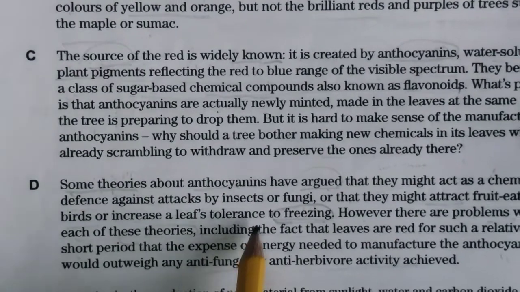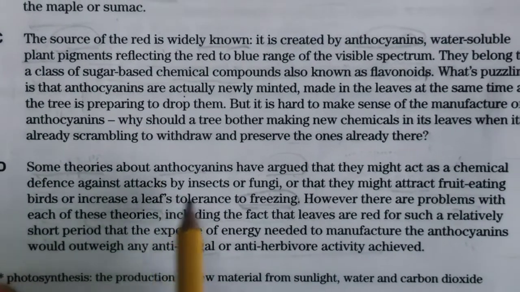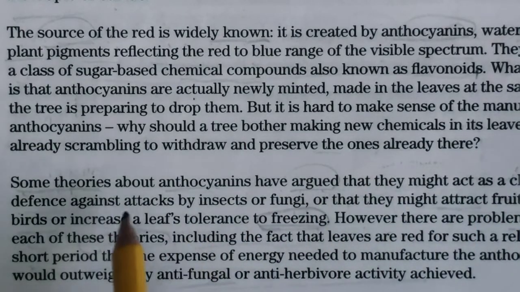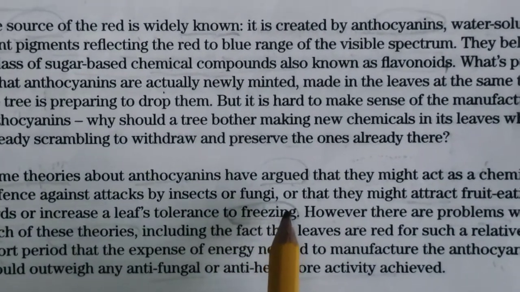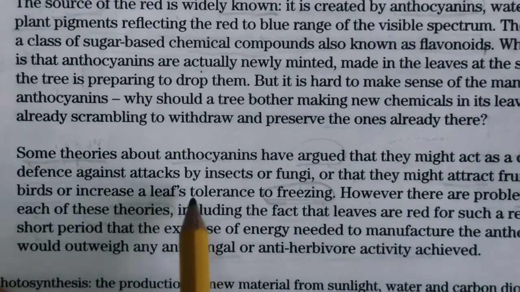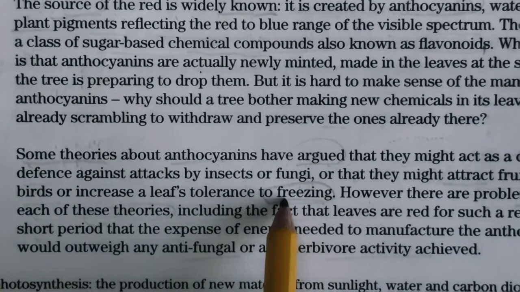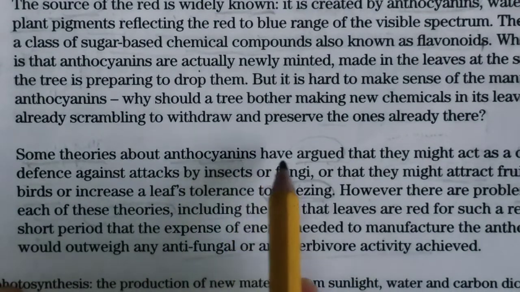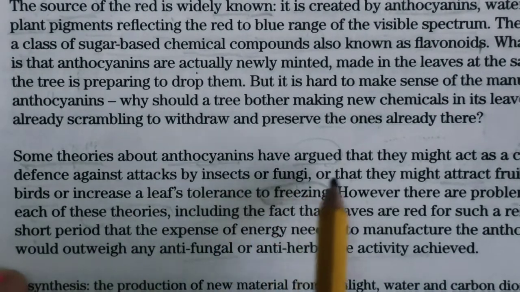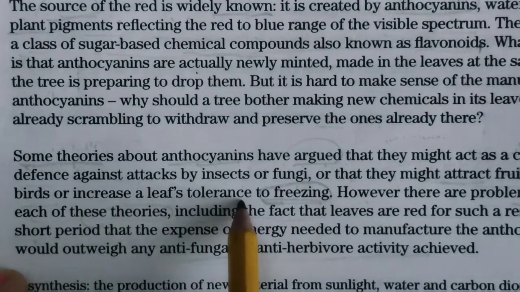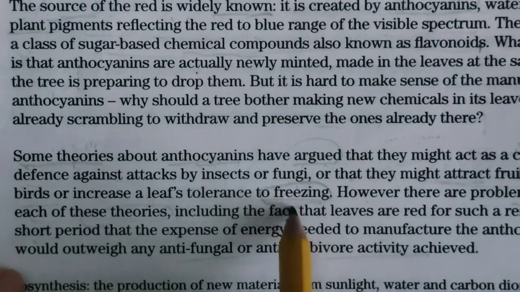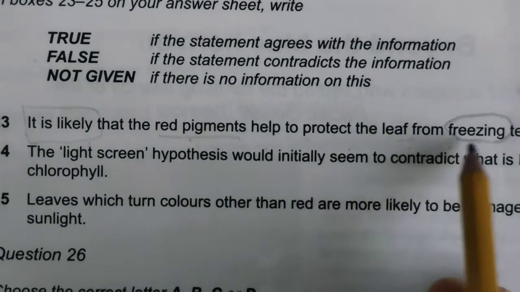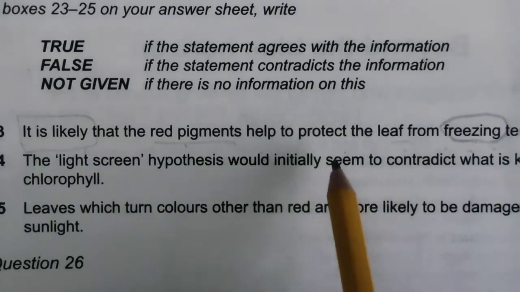Okay. So what we can get, let's find it. Some theories have argued that they might act as a chemical defense against attacks by insects or fungus, and they might attract fruit eating birds or increase a leaf's tolerance to freezing. So here they are talking about something different. This chemical they are talking about is saved by insects. They might attract fruit eating birds or increase a leaf's tolerance to freezing. Yes, they are increasing leaf's tolerance to freezing, but here they are saying red pigments help to protect the leaf from freezing temperatures. So this is not properly matching.